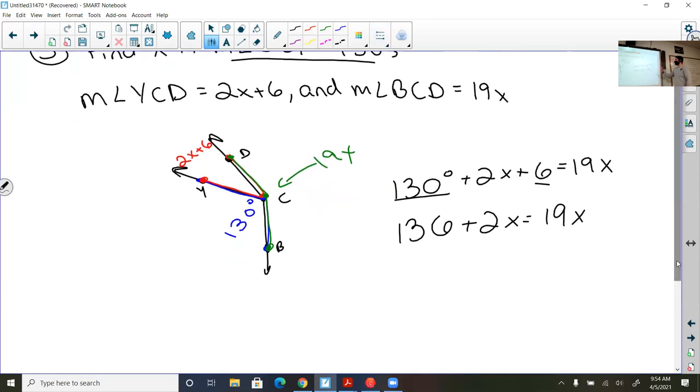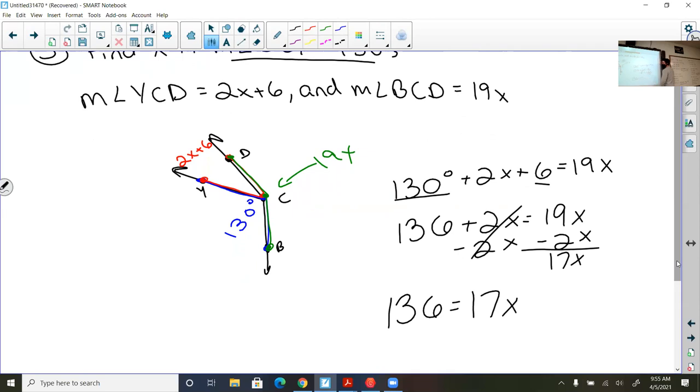And then I'm going to take that 2x and subtract it from both sides. Cancels out on the left. I'm getting 17x on the right. So I get 136 is equal to 17x. And I'll divide by 17.